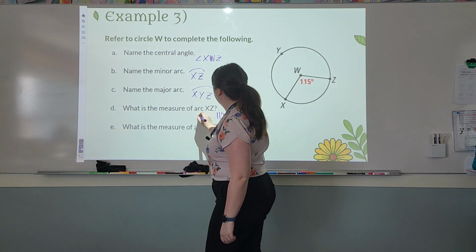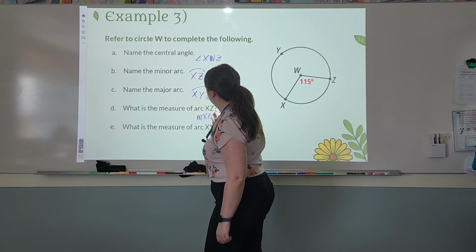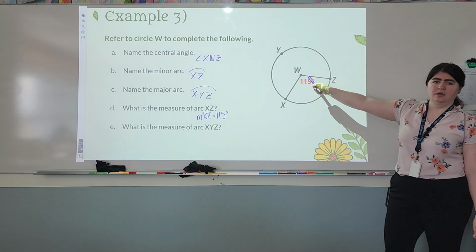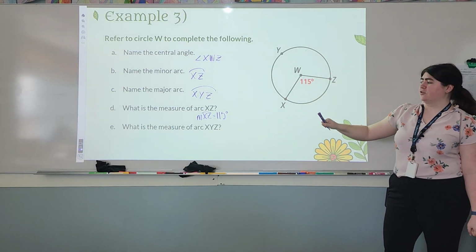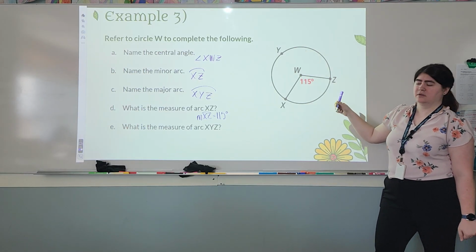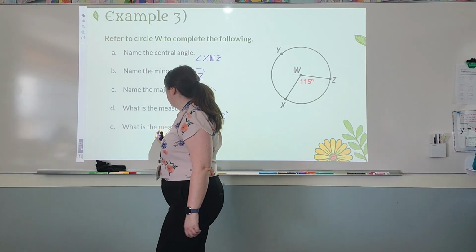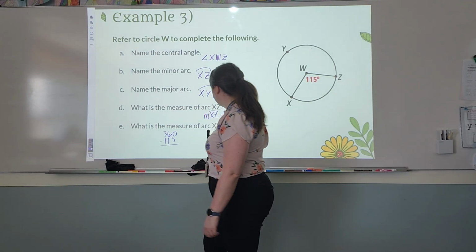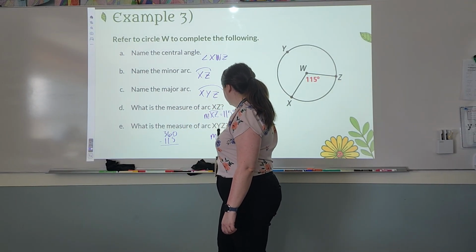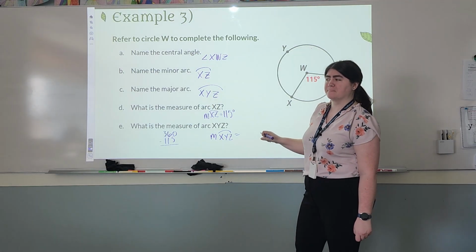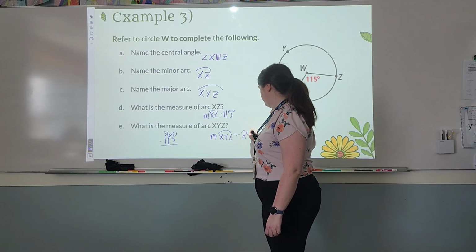What is the measure of arc XZ? 115 degrees. Because it's the same as the central angle. So then what do you think is going to happen for the measure of arc XYZ? We're going to do 360 minus 115. And that gives us that the measure of arc XYZ is equal to, does anyone have it? 245 degrees.